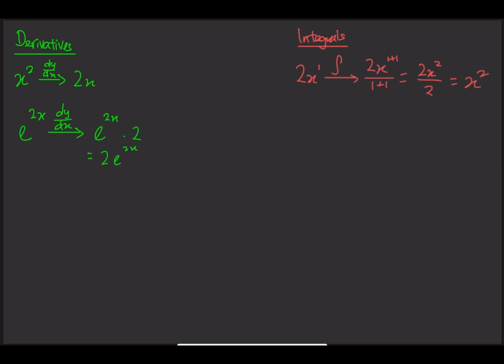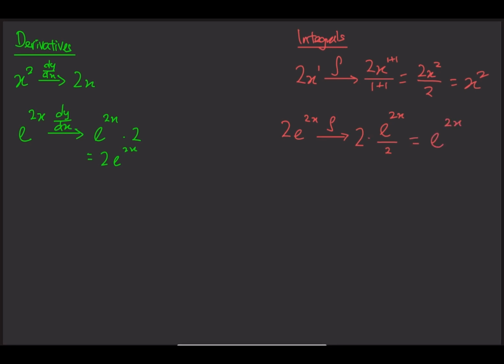Now, same applies to the integral. Let's say we have 2e to the power of 2x, and we integrate it. We will get, first we isolate the constant, then we take 2 multiplied by e to the power of 2x, and then we divide by 2 instead of multiplying by 2, and then we will get e to the power of 2x.